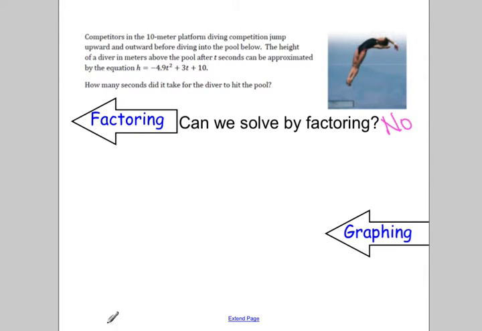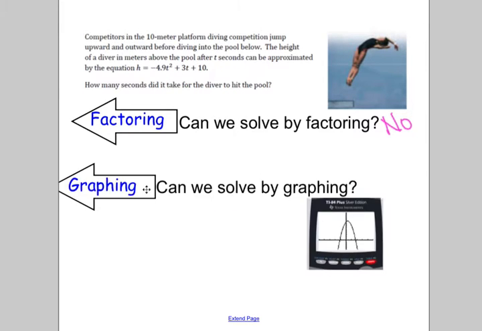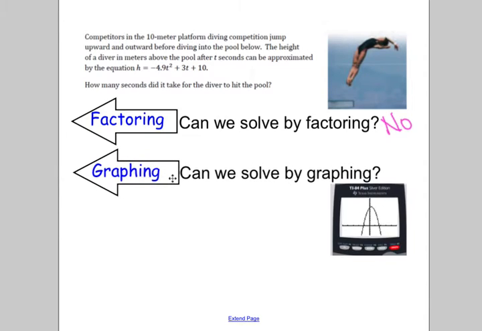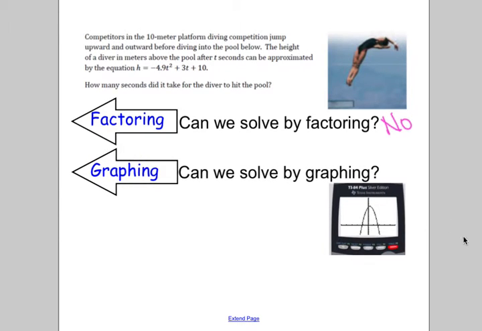Could we solve by graphing? Yes, we could. If we graph the function, we could find it. So yes, we could solve by graphing, and I will show you how to do that in a minute. Our last resort then, if you maybe don't have a graphing calculator and you can't factor it, is to use the quadratic formula.